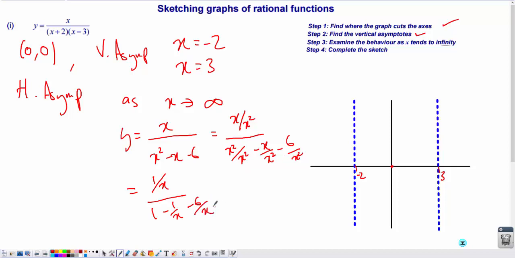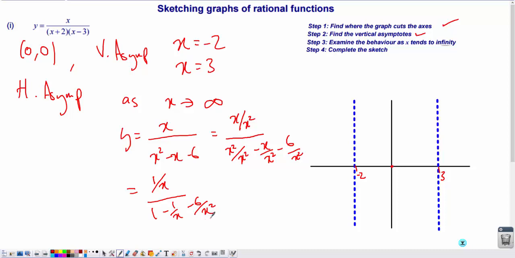Now, let's think about this. What happens to this as x tends to infinity? As x gets infinitely big, the numerator tends to 0, because dividing by a really, really big number makes your answer really, really small. So 1 divided by an infinitely big number is not equal to 0, but it tends to 0. Same thing for this, 1 over x, for the same reason, and then minus 6 over x squared.